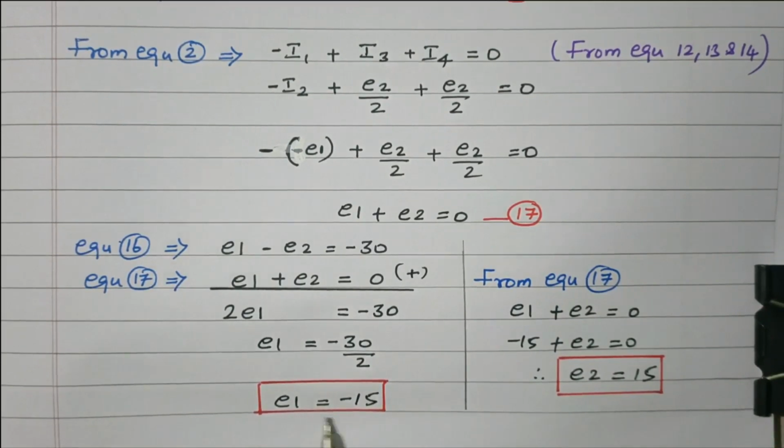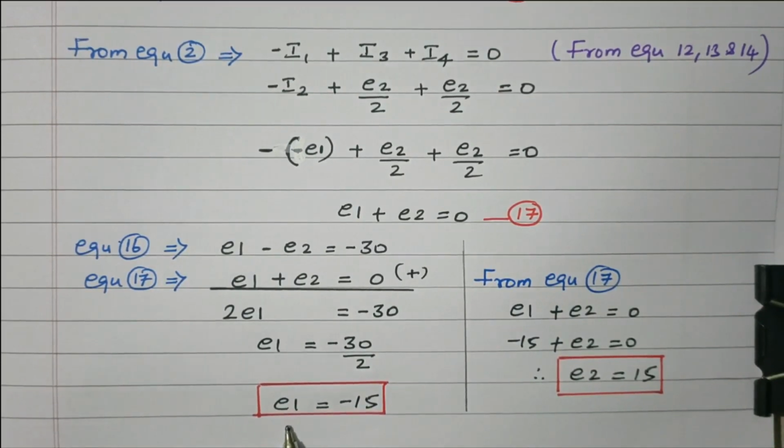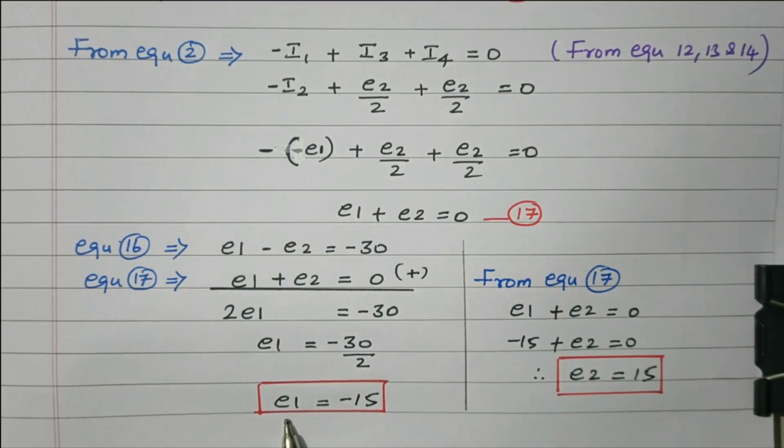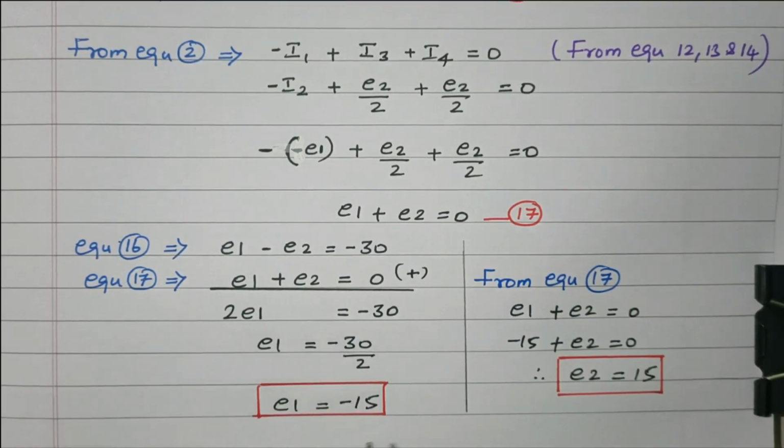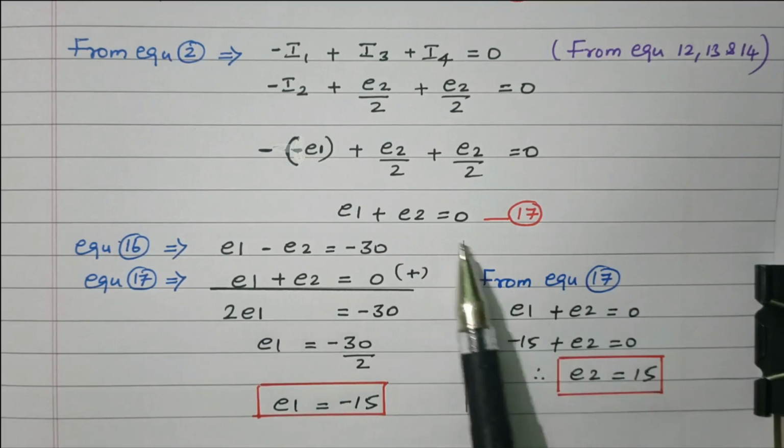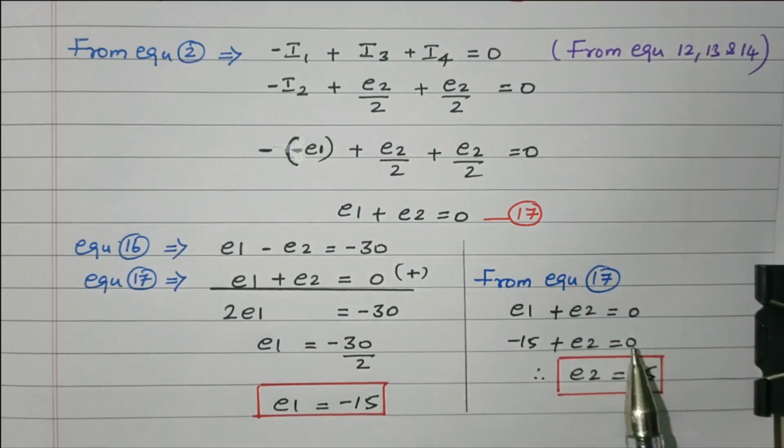Now we got the one value, E1. E1, E2 is nothing but the branch tree voltage. Now from equation 17, E1 plus E2 equal to 0. E1 we calculated, E1 is minus 15, plus E2 equal to 0. Brought this minus 15 to that side, it becomes plus 15. So E2 equal to 15 volts. So E1 equal to minus 15 volts, E2 equal to plus 15 volts. Now we calculated the voltage.